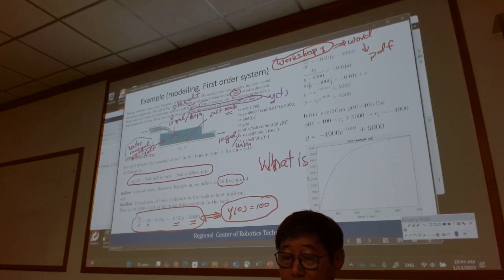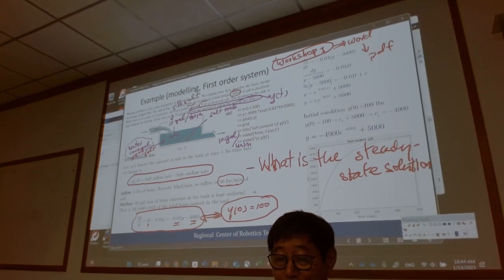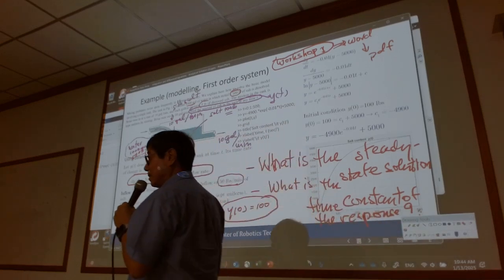What is the steady state solution? What is the time constant of the response? Answer these as well.